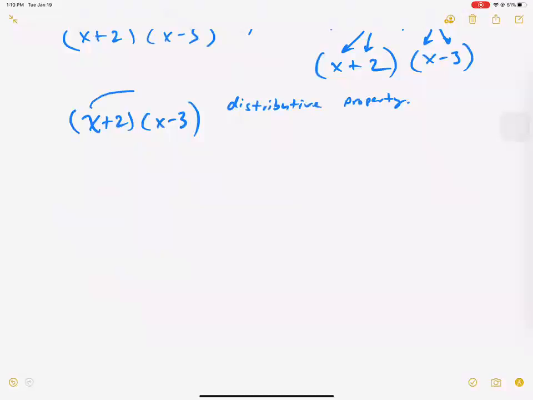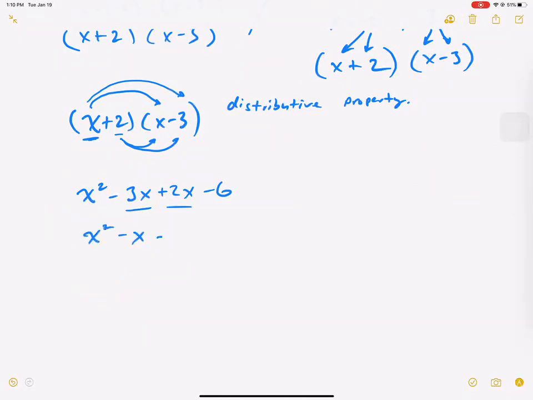Okay, so here we go. We're going to multiply x and x first. Multiply the x to everyone in the back. Then we're going to take turns. 2 is going to multiply everyone in the back. Let's take our time. X times x is x squared. X times negative 3 is negative 3x. We're done with the first term. Let's work on the second term. 2 times x is a positive 2x. And 2 times negative 3 is negative 6. We can always combine like terms in the middle. x squared minus x minus 6.